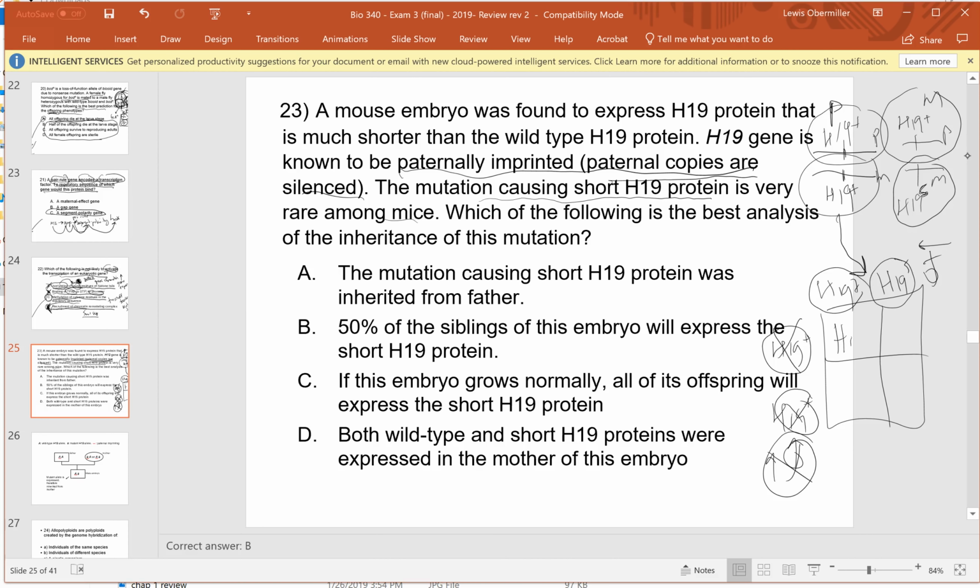So half of these would get wild type from mom, and half of these would get the short version from mom. So half of the offspring of the short embryo would express the short H19 protein, this half right here, and then half would express the regular length H19. So the right answer is B.